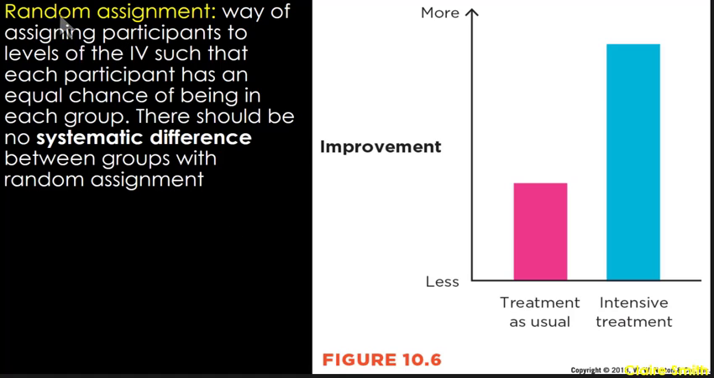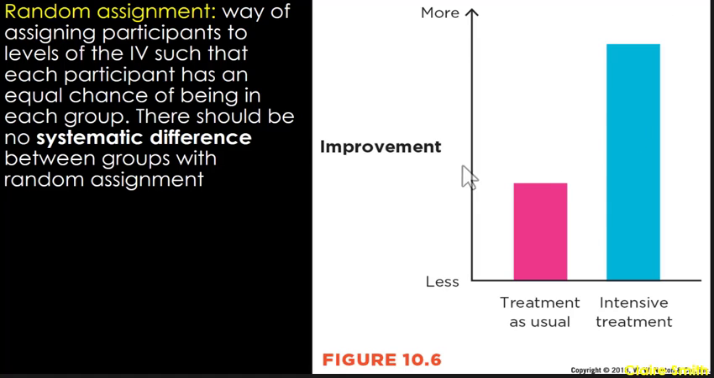So we talked about random selection when we talked about external validity. For internal validity, random assignment is really important. An example your book gives is a study looking at the effect of an intensive treatment for autism versus just regular treatment. In the intensive treatment, participants went to a 40-hour-a-week treatment, and then they measured the improvement of each individual in the regular or intensive treatment condition.